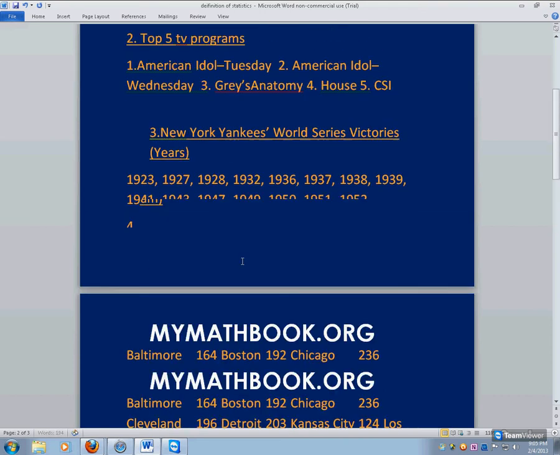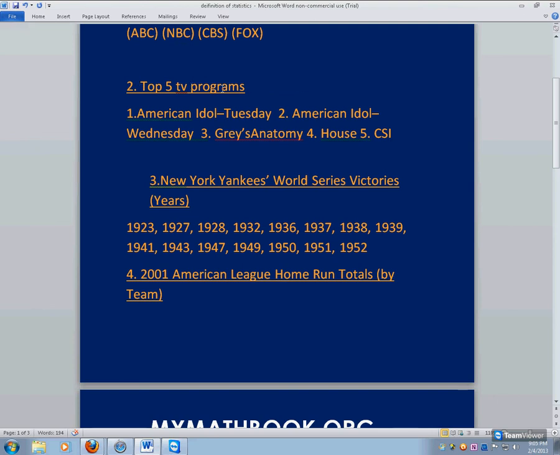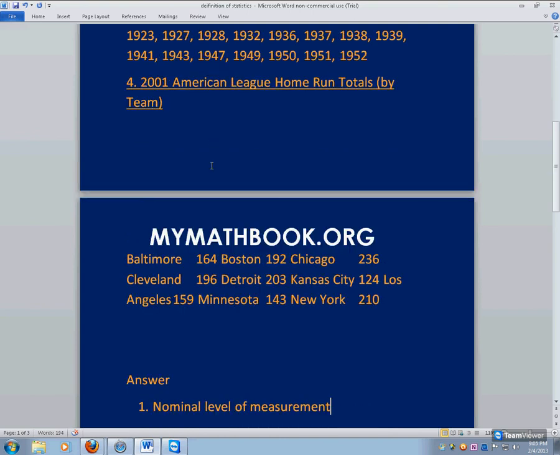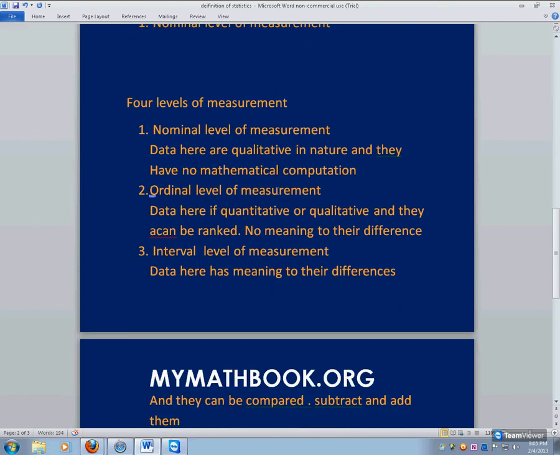So the second question is 5 TV programs: American Idol on Wednesday, Grey's Anatomy, House, CSI. So we got these 5 TV programs, but they're all qualitative. But in front of each TV program is a number that is able to rank them. And so what kind of level of measurement would that be? You go back here. It's an ordinal level of measurement. Data here is qualitative, and they can be ranked.